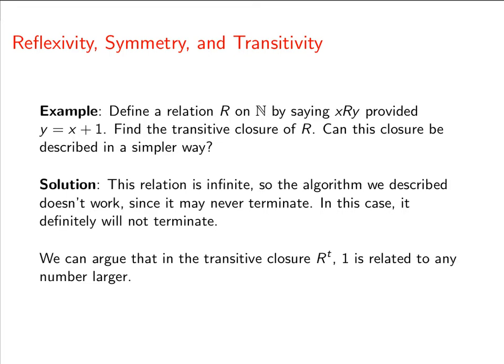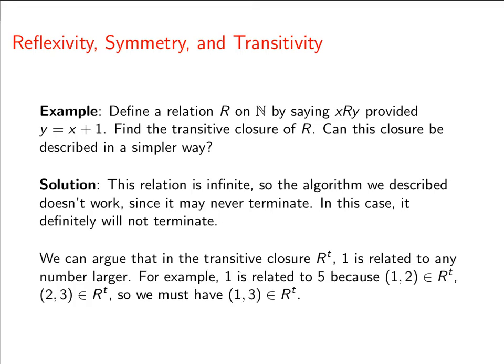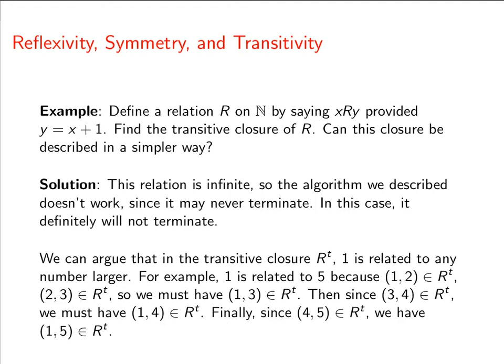Now, we can argue that in the transitive closure, 1 has to be related to any number that's larger than 1. Okay, why is that? Well, 1 is related to 2, and 2 is related to 3, so we must have 1, 3 in the transitive closure. And then we know that 3, 4 is also in there, so 1, 4 is in the transitive closure. And go one more. We know that 4, 5 is in the transitive closure, so we have to add 1, 5.